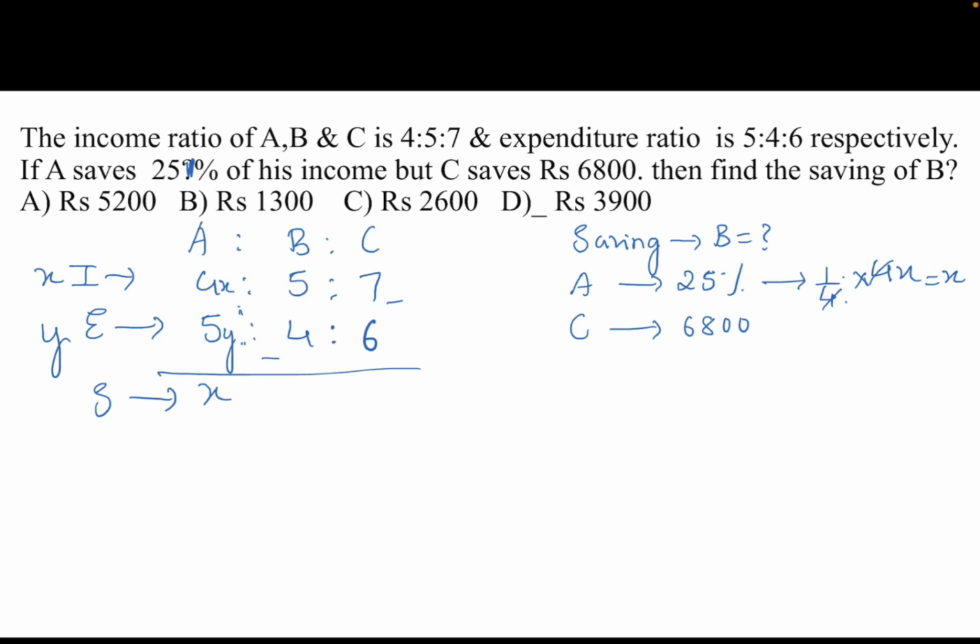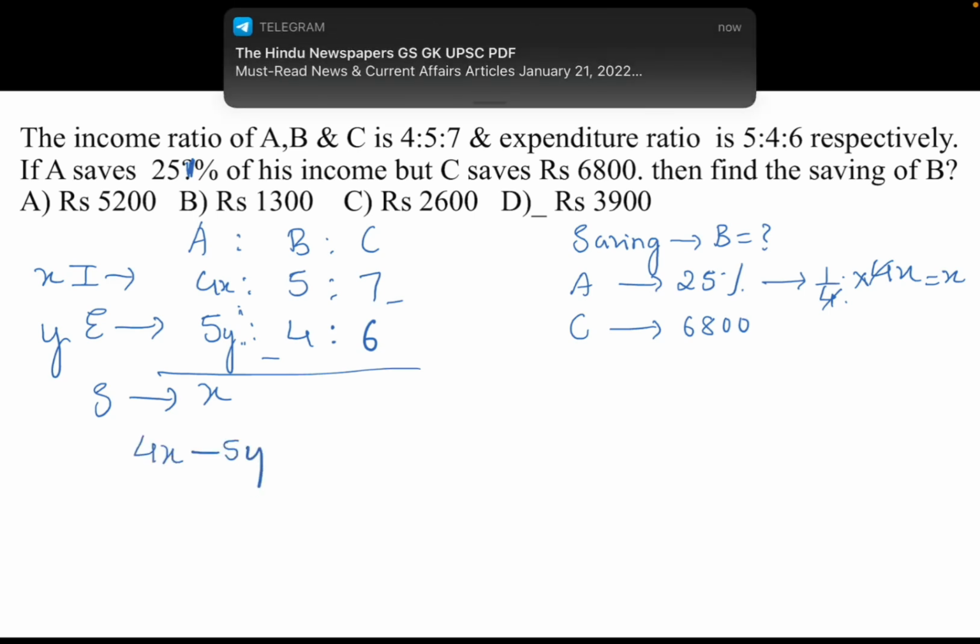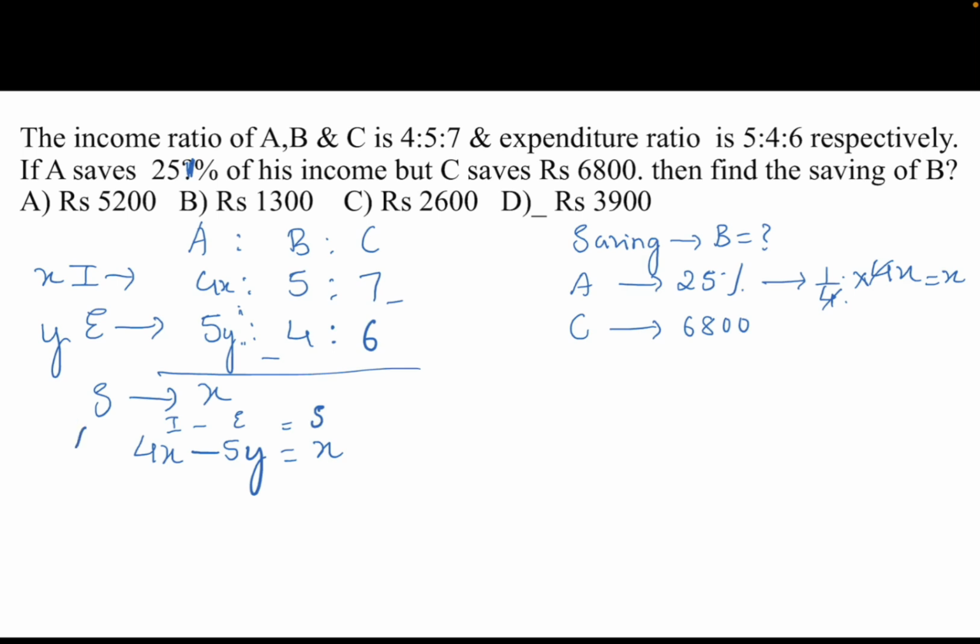Then saving is what? Income minus expenditure. Income of A is 4x and expenditure is 5y. So 4x minus 5y should be saving. Saving is x. This is income minus expenditure is equal to saving of A. So it is 4x minus 5y is equal to x. So from this we will get 4x minus x, which is 3x, is equal to 5y. Therefore x by y is equal to 5 by 3. Okay, x and y value we got as 5 by 3.